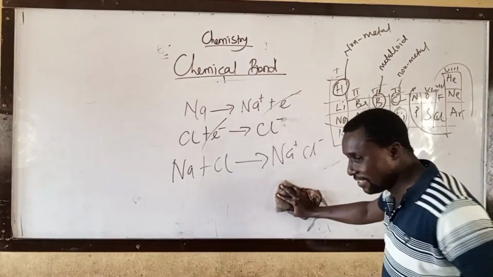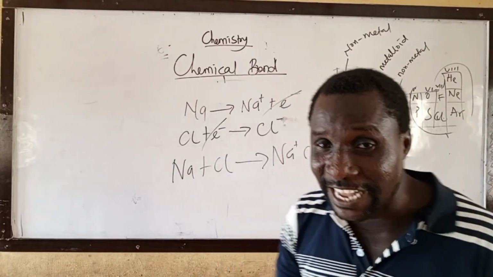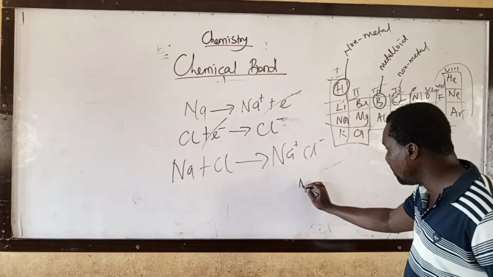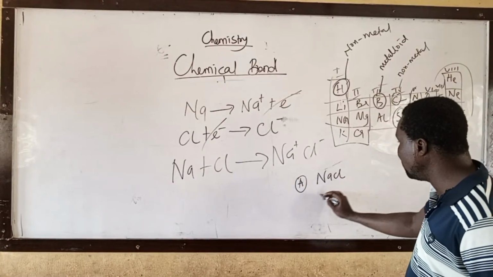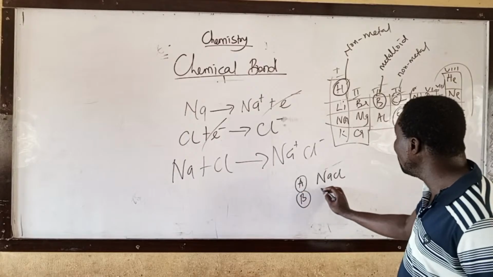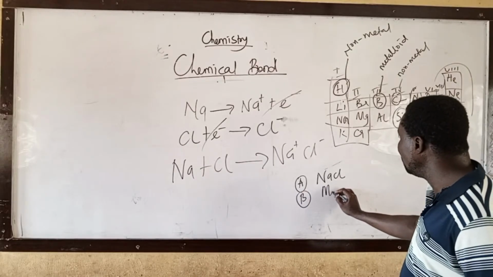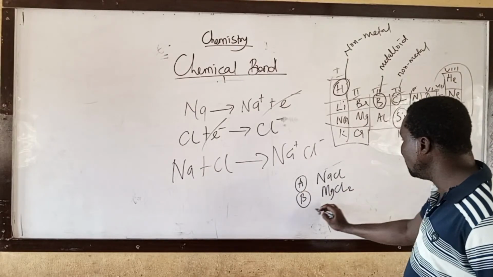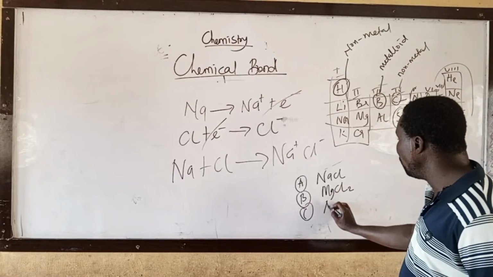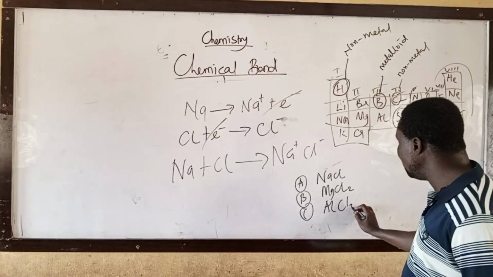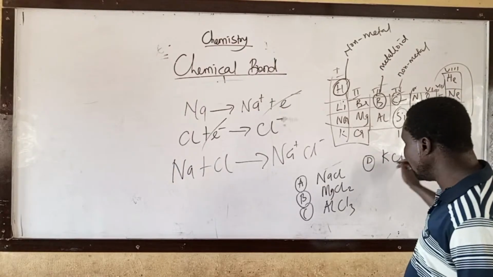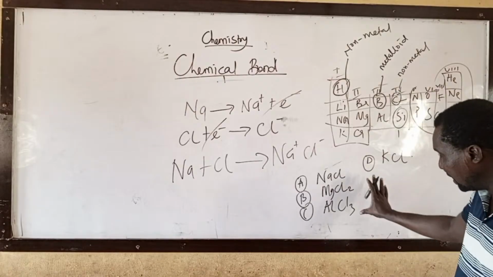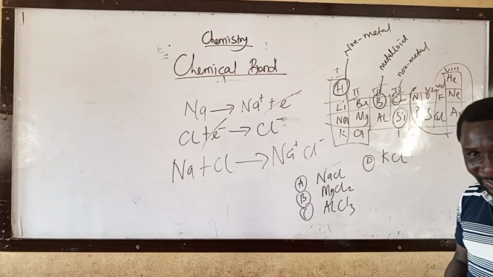Class, there is a question in JAM. Option A, sodium chloride. B, magnesium chloride. C, aluminium chloride. D, potassium chloride. Please write this question and these options. I want to explain something.